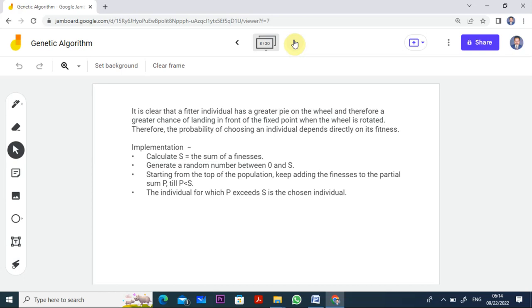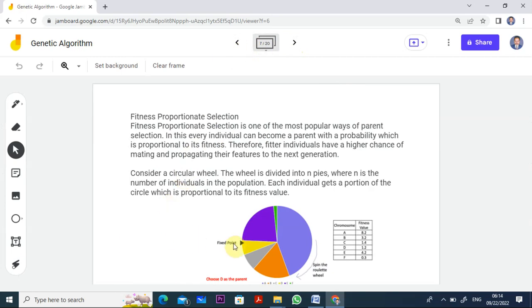Now the same thing applies. It is clear that a fitter individual has a greater pie on the wheel, and therefore has a greater chance of landing in front of this fixed point. What is the fixed point? The fixed point, one point we have taken here. This is the fixed point. So we just give a rotation to this wheel, and whichever appears in front of that one is selected. Generally, the chromosome A, because the percentage is around 48%, just less than 50%, has more chance. But it is not necessary that it will come all the time. Anything can come here.